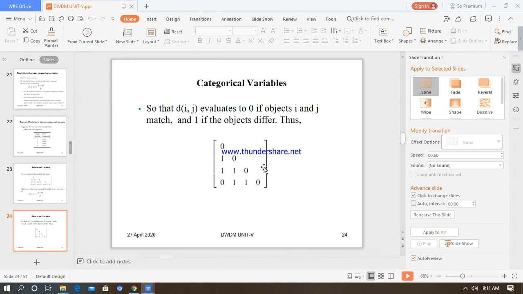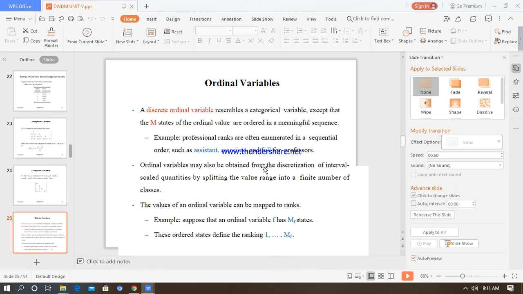Up to here we have discussed three variable types: interval-scaled values, binary variables, and categorical variables, and the fourth one is the ordinal variables. Discrete ordinal variables resemble categorical variables, except that the M states of the ordinal values are ordered in a meaningful sequence. For example, professional ranks are often enumerated in sequential order, such as assistant, associate, and full professor. Ordinal values may also be obtained from discretization of interval-scaled values by splitting the range of values into a finite number of classes. The values of an ordinal variable can be mapped into ranks.